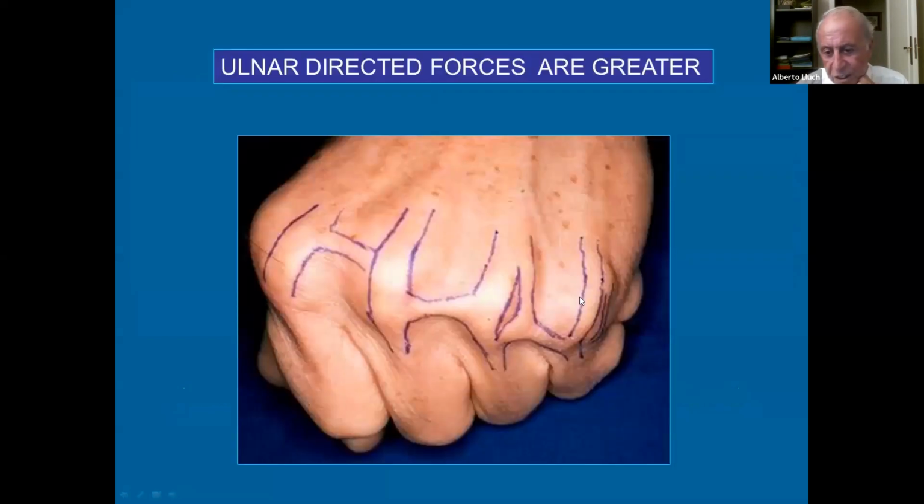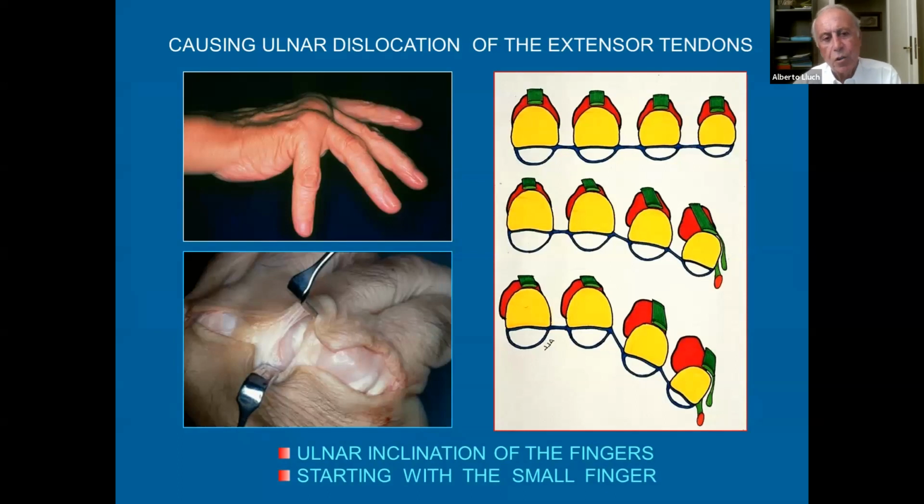Ulnar directed forces are always greater, and that's why there is always ulnar subluxation of the extensor tendon. Even in traumatic cases, very rarely will it be on the radial side. It's almost always on the ulnar side.